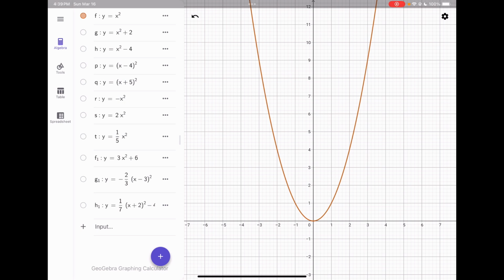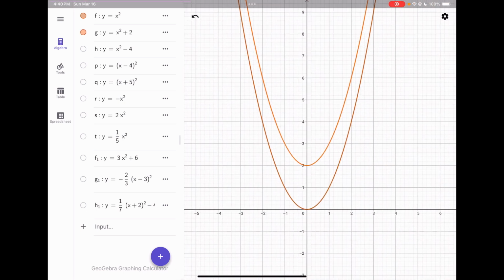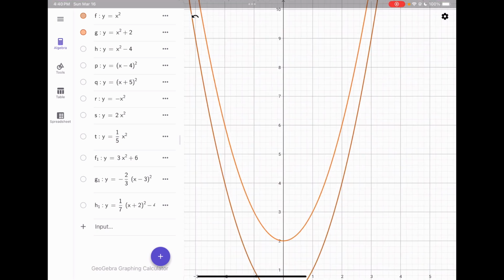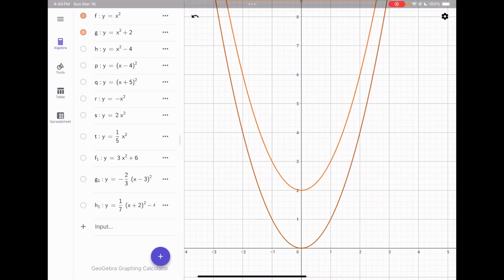Let's start off with the first kind of change that we talked about, shifting. We talked about how that shift could happen either up, down, left, or right. I'm going to start off with a vertical shift. Watch what happens when I toggle on G compared to the original function. Notice how this is basically the exact same thing. I could zoom out, show you the whole thing, and you can see it's basically the same thing, except it is shifted up by 2.